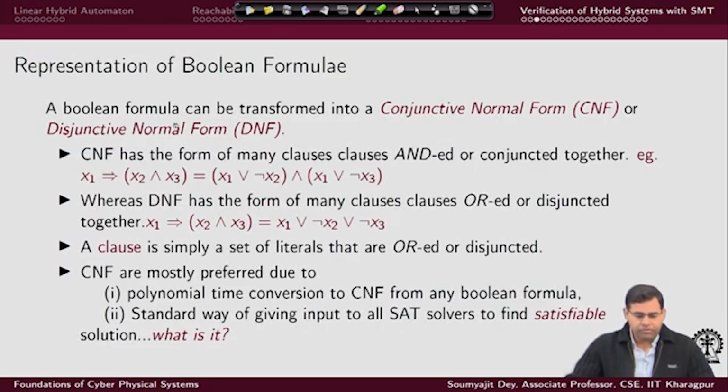So, a Boolean formula can be transformed into either a conjunctive normal form, CNF, or a disjunctive normal form, DNF. The CNF will have the form that there are many clauses which are ANDed or conjuncted together. So, here we have some examples. I can have something like this, or when we are talking about a disjunctive normal form, we can have many clauses which are ORed together, or disjuncted together. So, you have some examples here.